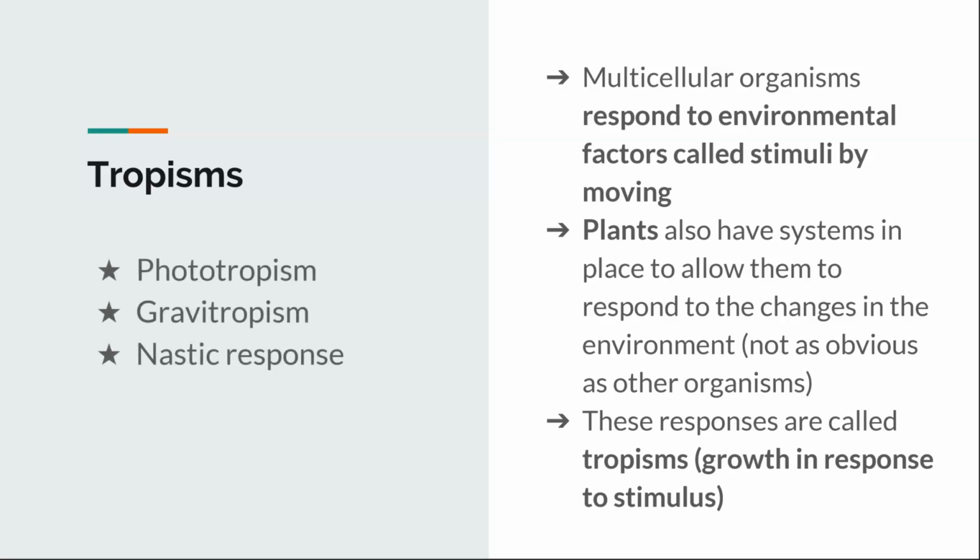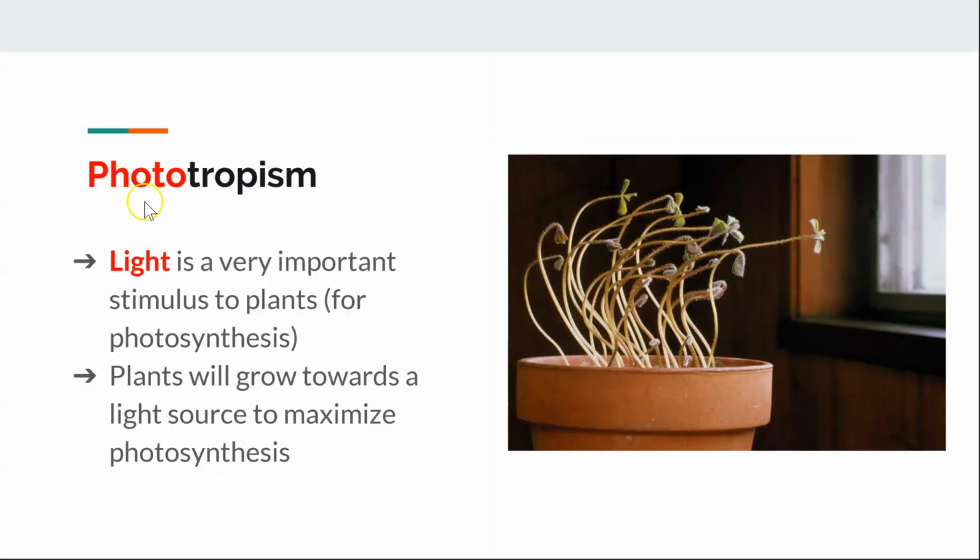Three major tropisms are phototropism, gravitropism, and nastic response. So let's check those out. Photo meaning light, so phototropism is a response to light. Light is obviously very important to the plant, providing the needs for photosynthesis. Like you see in this picture of a plant growing towards the window, plants will grow towards a light source in order to maximize photosynthesis. But how do they do this?